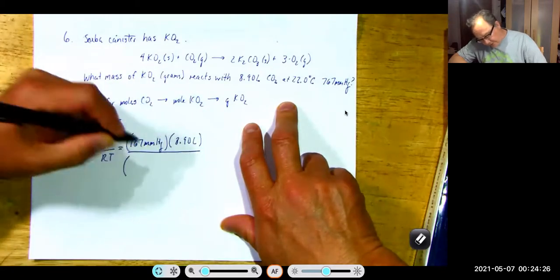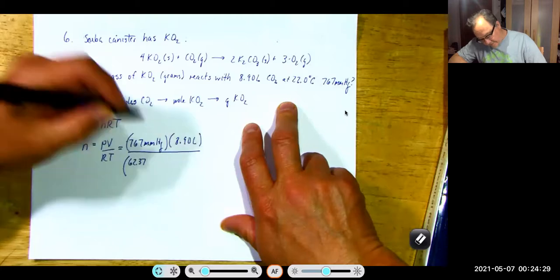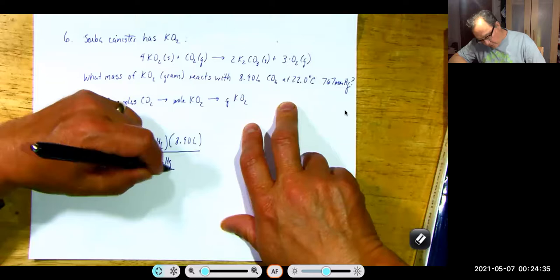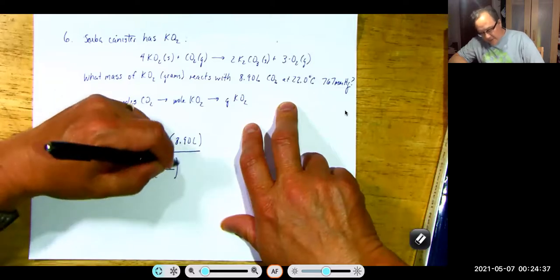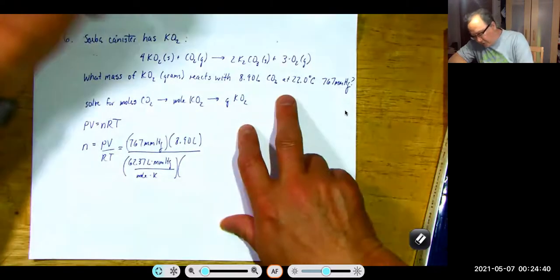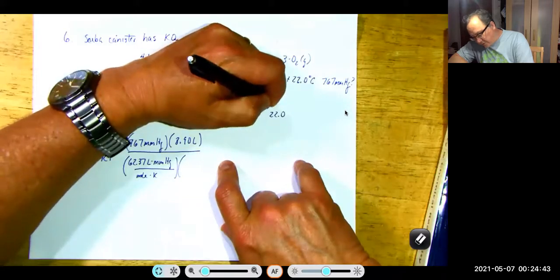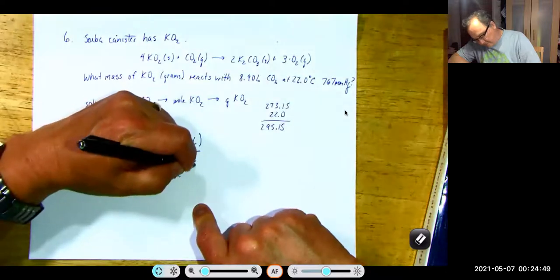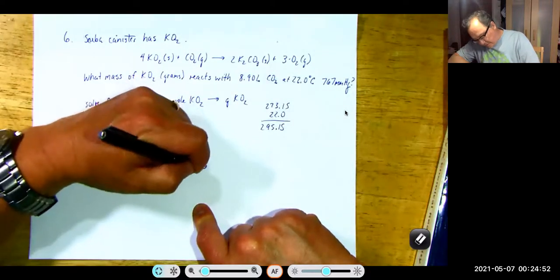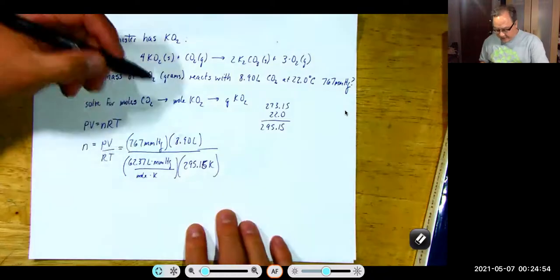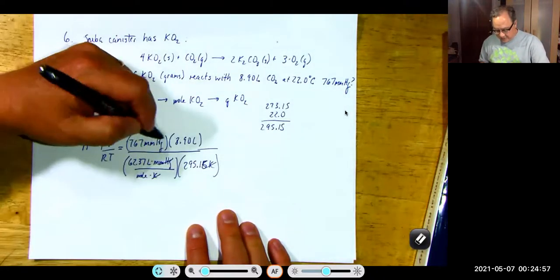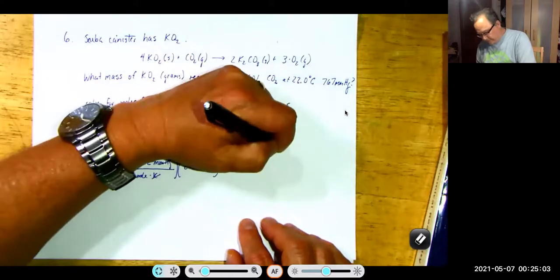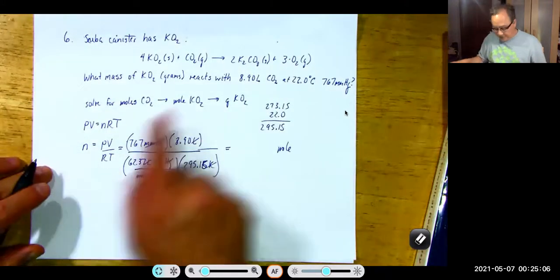The R, we're going to use the 62.37 millimeters of mercury per mole per K. And for the temperature, we're going to use 22.0 plus 273.15, which is 295.15 K. Okay, so we can see the K's cancel, millimeters of mercury cancel, the liters cancel, and we're going to be left with moles for an answer. And this, again, is going to be moles of CO2.